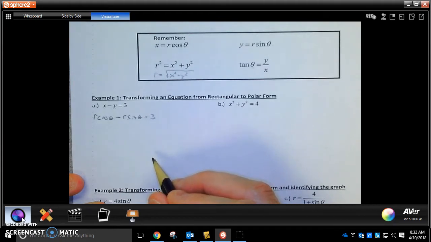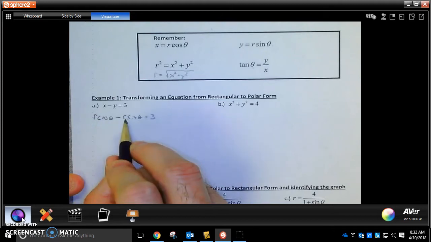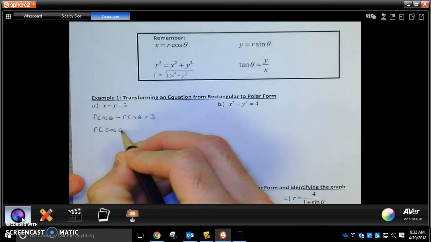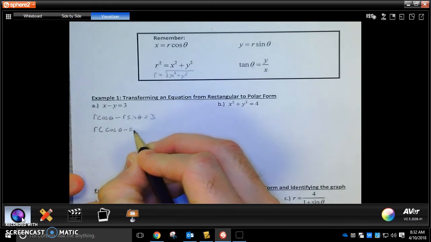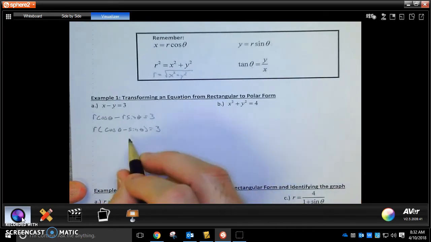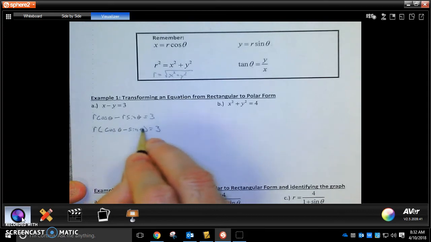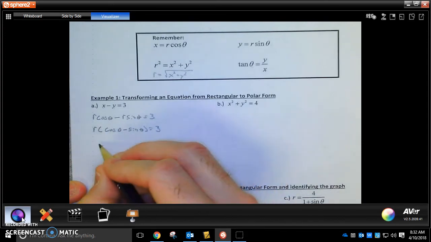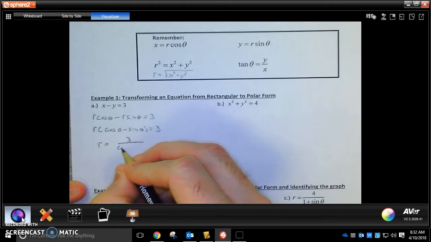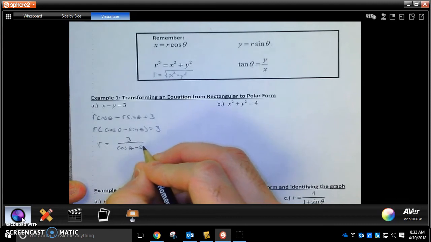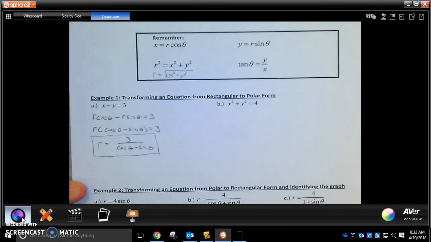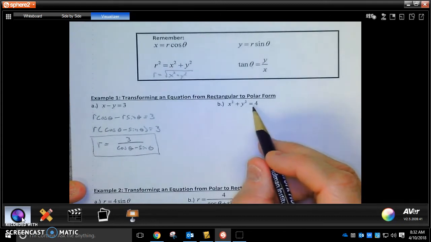We want our final answer to be r equals. So for this one, the easiest thing to do would be to just factor out an r. And then divide both sides by the parentheses here, the cosine minus sine. So r will equal 3 over cosine theta minus sine theta, and then that is your answer. That's it.